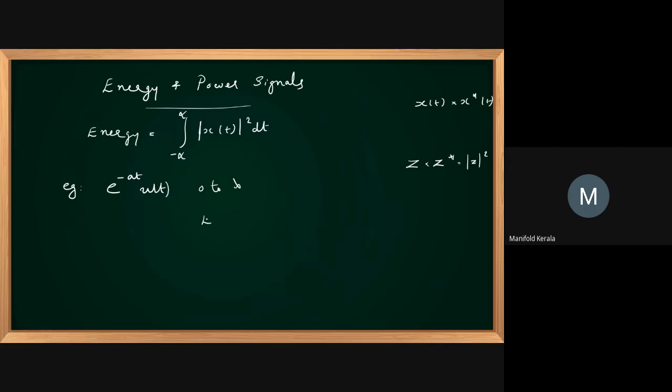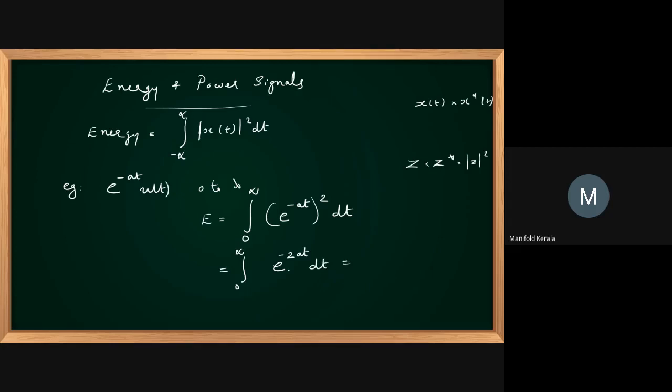Naturally, the energy can be evaluated as E is equal to integral. I need not go from minus infinity to plus infinity because the signal exists from 0 to infinity alone. So that is integral 0 to infinity. Then I need not write u of t because u of t is 1 in this particular range. So what is left is e raised to minus at, squared, that is e raised to minus at whole square dt. That is equal to integral 0 to infinity e raised to minus at into e raised to minus at, that is e raised to minus 2at dt.